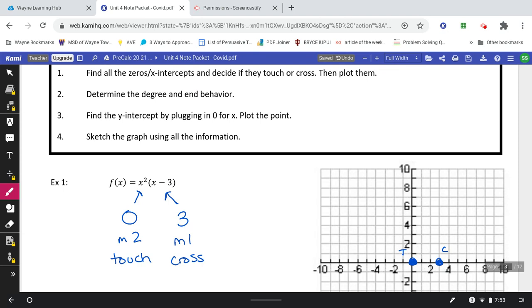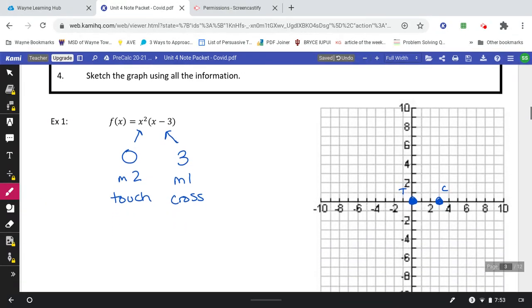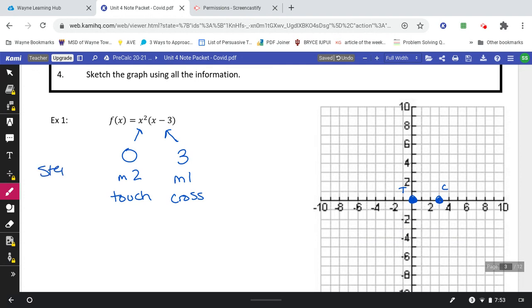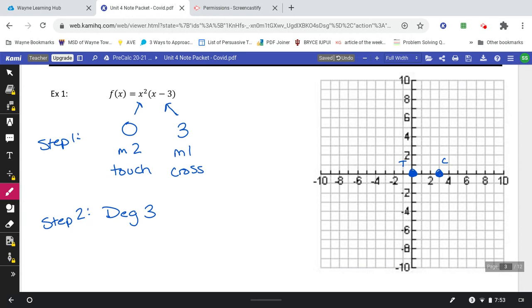Step number 2, I need to determine the degree and the end behavior. So this is step 1. Step 2, the degree is going to be 3. I've got 2 from the x squared and 1 from the x. And then the end behavior is going to be based off that degree and whether it's positive or negative. I look at the very first sign, which is positive. So this is a degree 3 positive, which means my graph end behavior is going to look like this. Again, you can get all of this from your 4.1 notes.